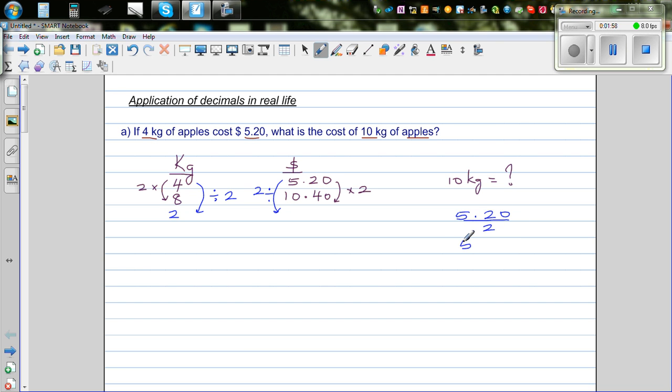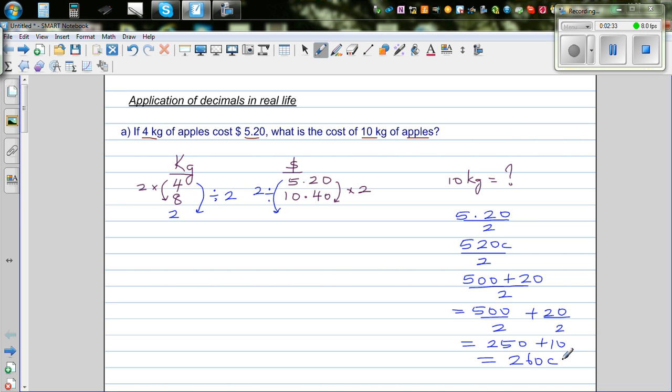this is 520 cents. I'll change this into cents, divided by 2. So this is half of 500. So I'll write this as 500. I want to do it without a calculator. 500 plus 20 divided by 2. So this is the same as writing 500 divided by 2 plus 20 divided by 2. So this is 250, all in cents, plus 10, which is 260 cents.